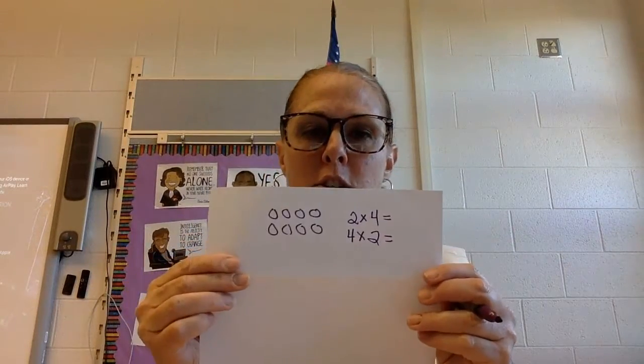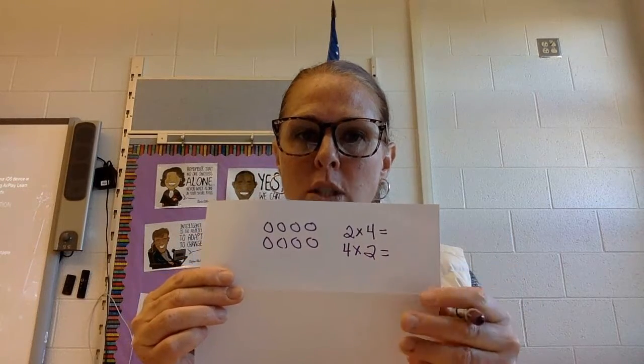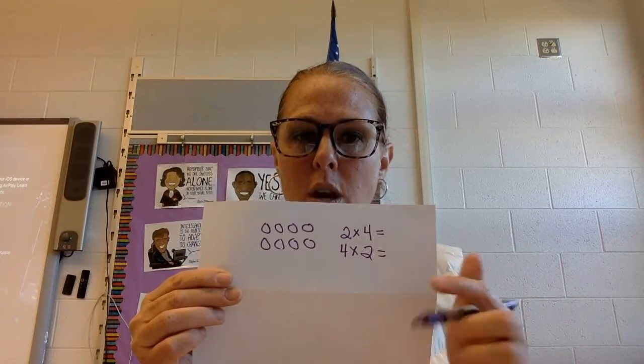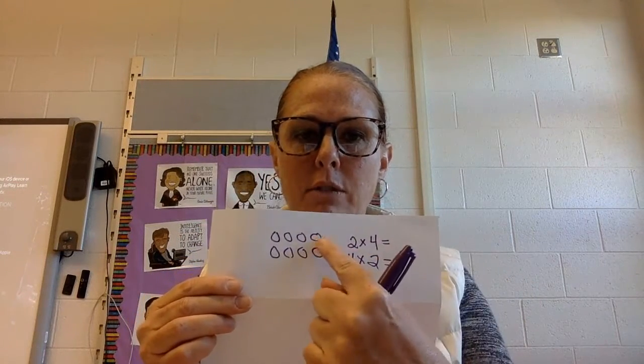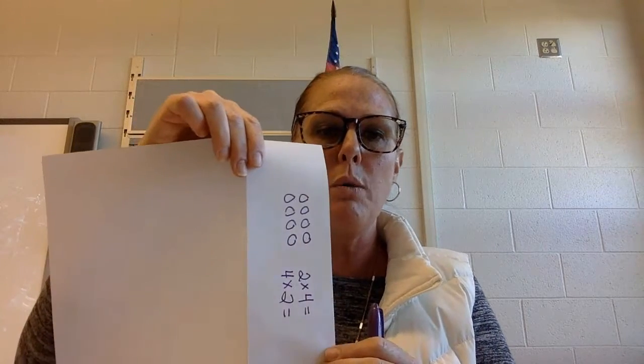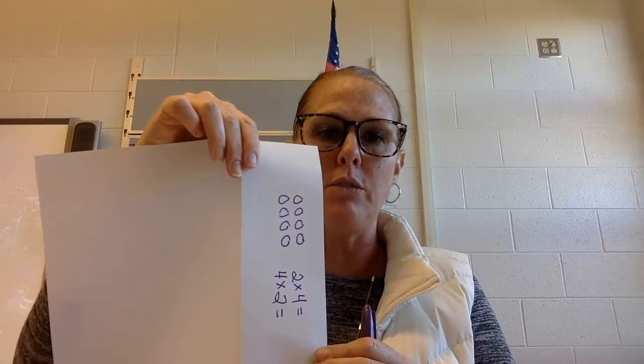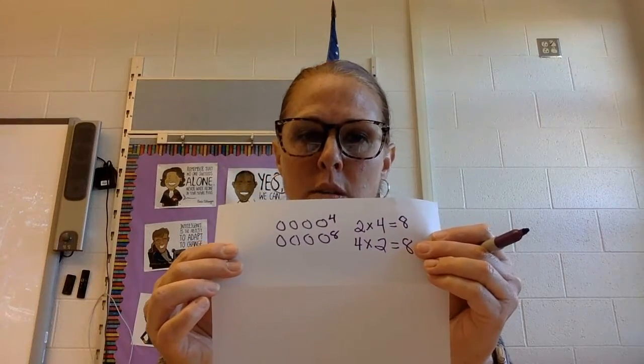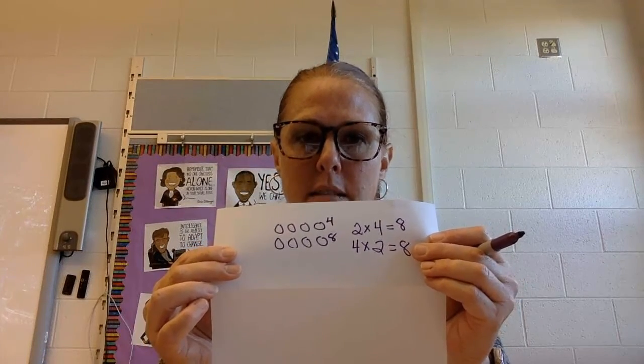And how do we finish those multiplication sentences? What's our total in each of those? When we have 2 rows with 4 in each row, or when we have 4 rows and 2 in each row, either way, we get an answer of 8. And we could skip count this way by 4s and do 4, 8. We could also skip count by 2s if we're holding it the other way.